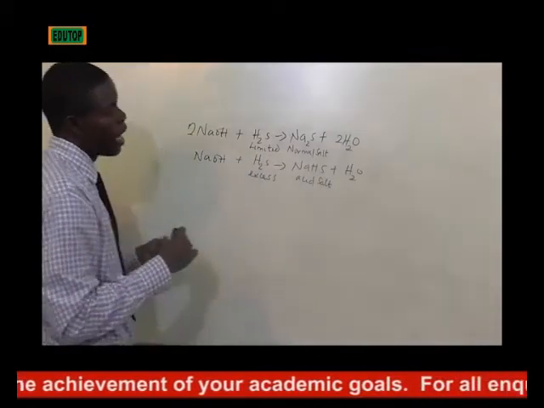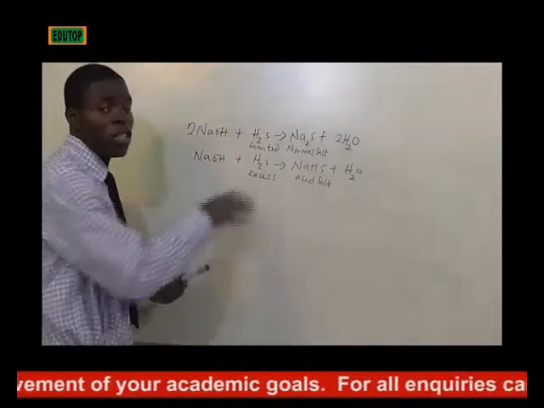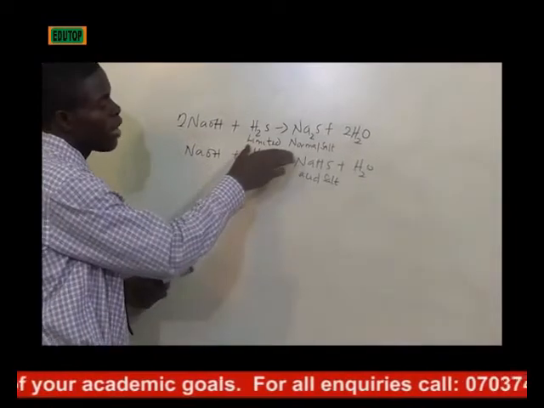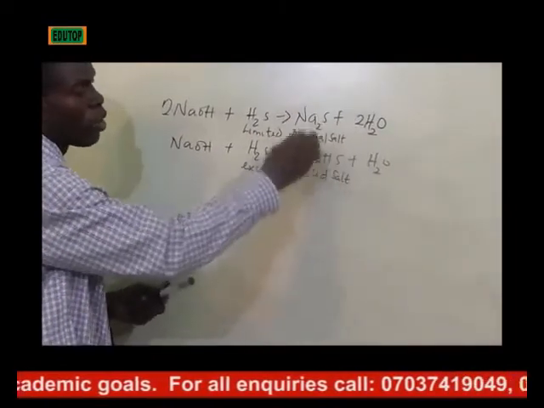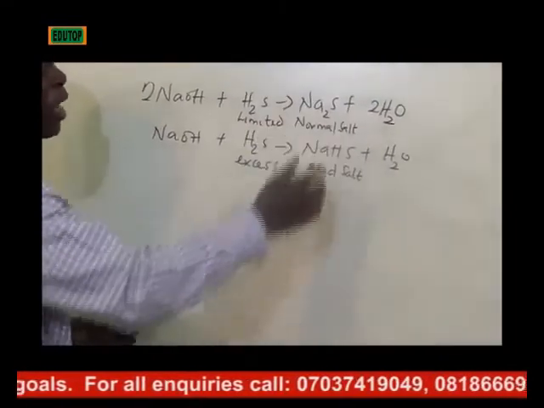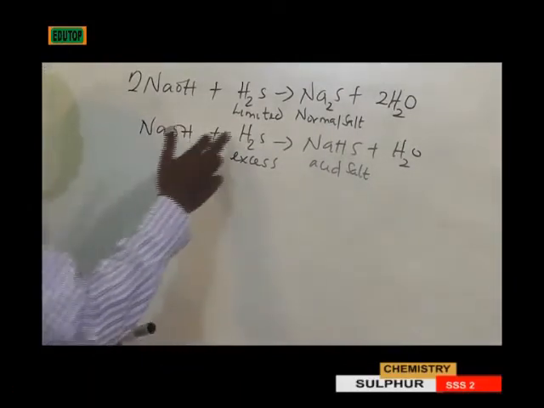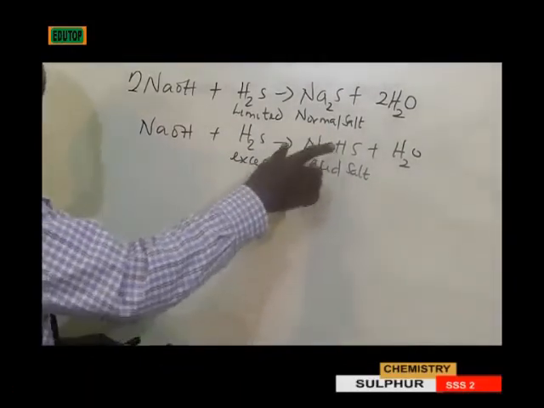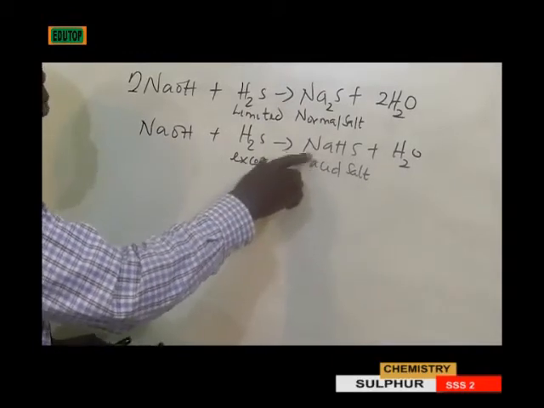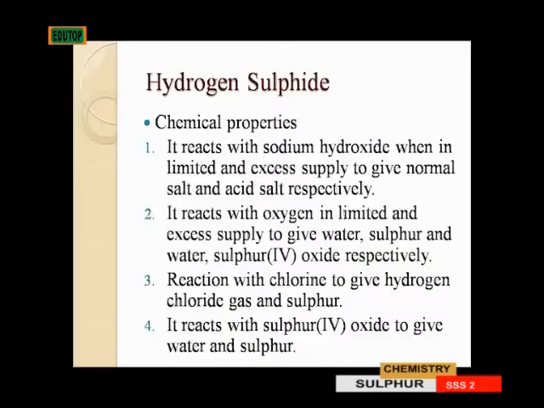You can see that the concentration varies. In the limited supply of this, you have a normal salt being formed, sodium sulfide. But in the excess supply of hydrogen sulfide, you have an acidic salt being formed, which is sodium hydrogen sulfide.